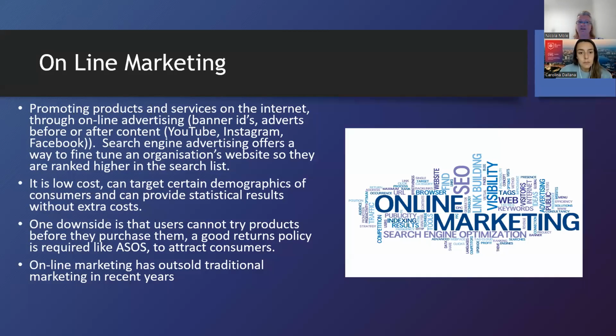But if you are selling things online, your customers cannot try the products before they purchase them. You will always find some customers who want to see the product, touch the product, feel the product. So if you're going to have a good online marketing business, you need a good returns policy. ASOS is a very popular chain in the UK, and that will attract your customers if you service them well. So nowadays, online marketing has outsold traditional marketing in recent years, so that's a huge change.